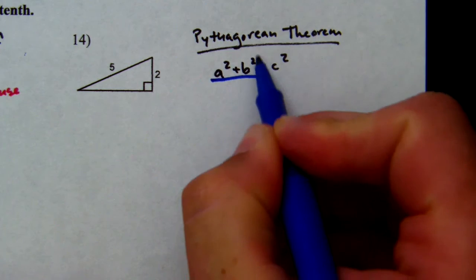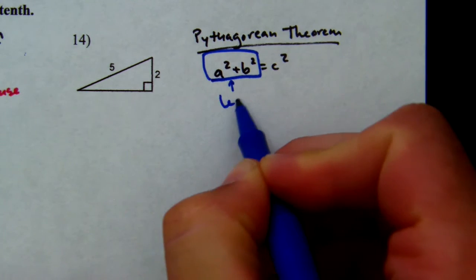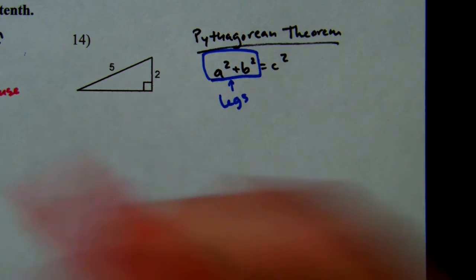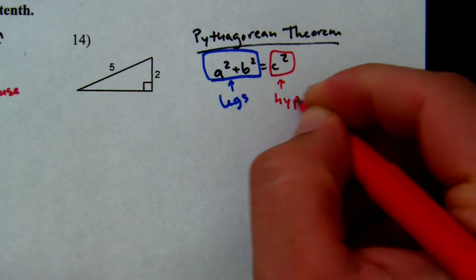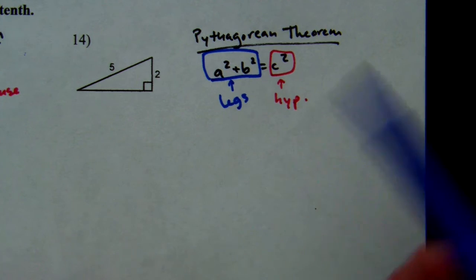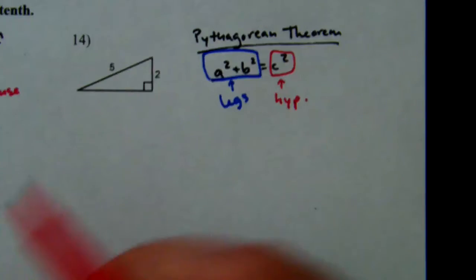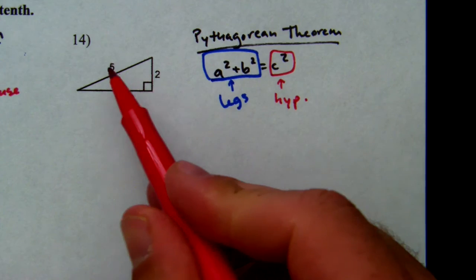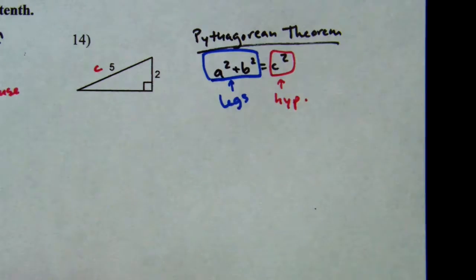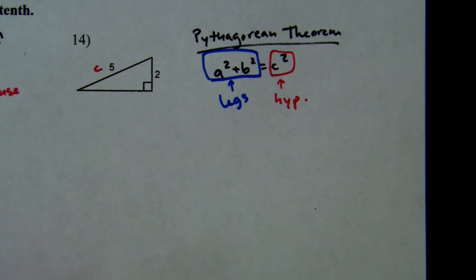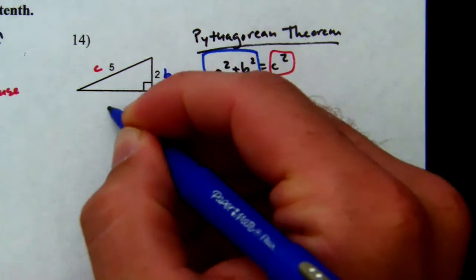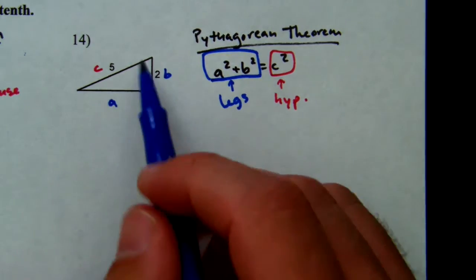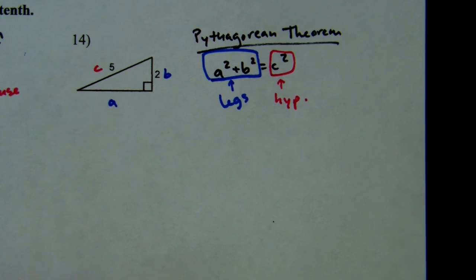So A and B represent our legs. C is going to represent our hypotenuse, and I'm going to abbreviate that HYP, hypotenuse. The hypotenuse is going to be the longest side. It's going to be opposite the right angle. Okay, our legs are going to be the two sides that connect at the right angle. So A and B are our legs.